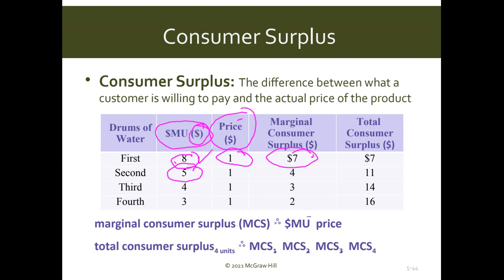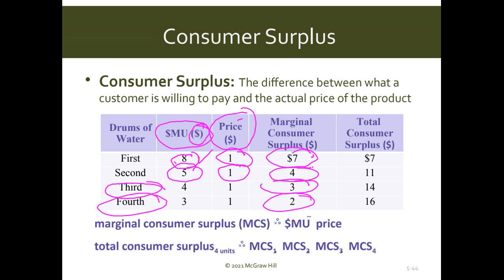You're willing to pay for the second drum only $5, but you are actually paying the same price, $1. So again, you are making a consumer surplus of $4 for the second unit. Similarly, for the third unit, your consumer surplus is $3. For the fourth unit, your consumer surplus is $2.